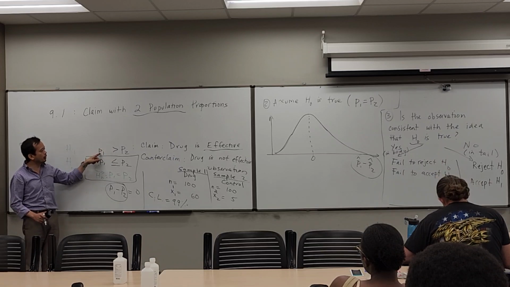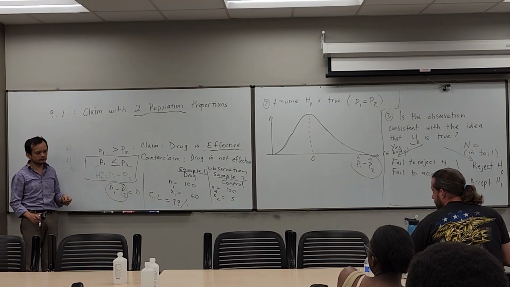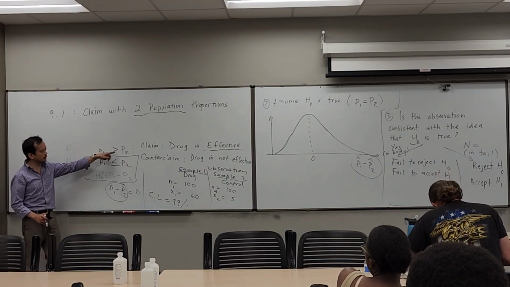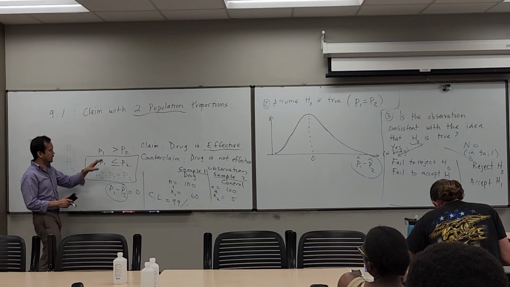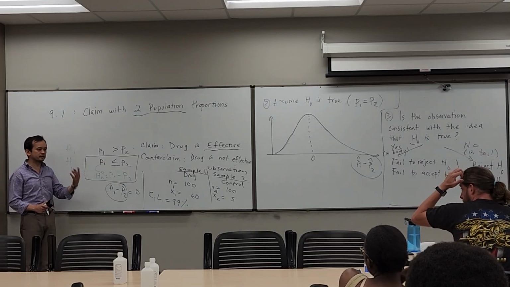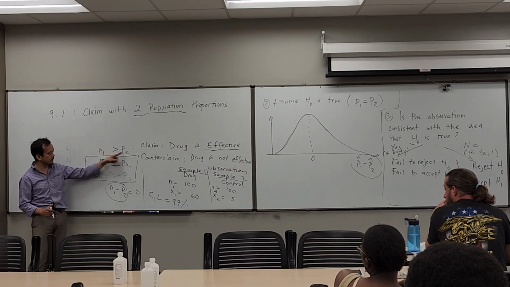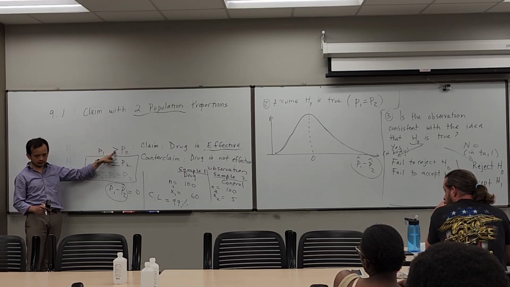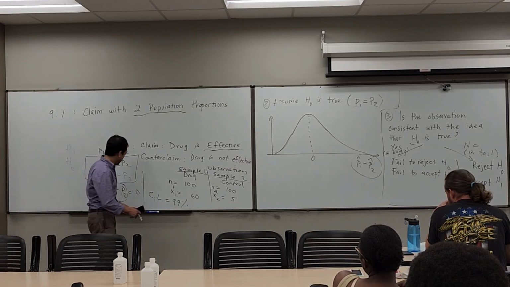If it had been P1 is greater than P2 or P1 is less than P2, that would have been a two-tail test. But this is one tail, and for these two variables, the way you tell is to keep the variable with the subscript of 1 on the left and the variable with the subscript of 2 on the right, like it is here, and then look at the sign of the inequality. Here the sign of the inequality is greater than, so this will be a right tail test.